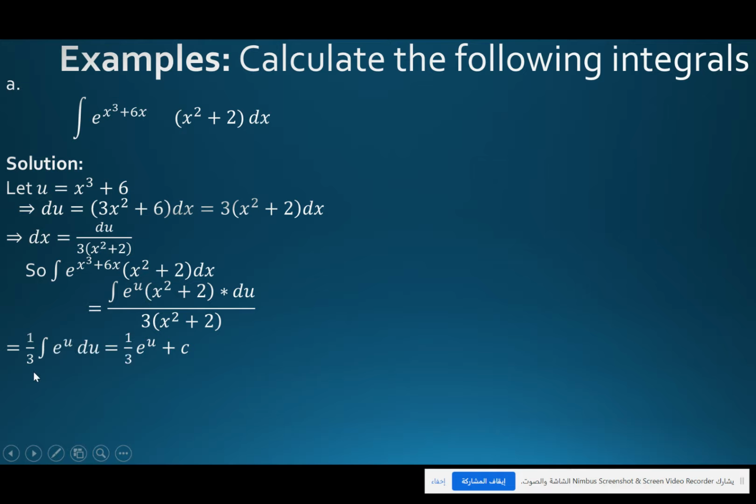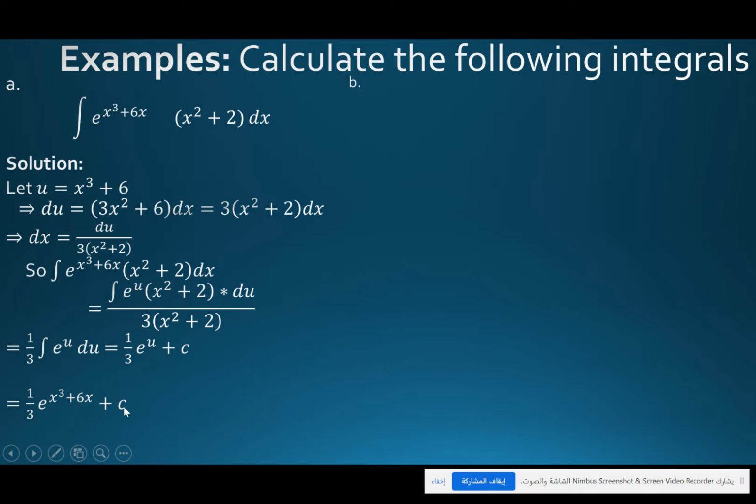1 over 3 is a constant, so it goes outside. Integration of e to the power of u du: 1 over 3 goes outside, and we get e to the power of u plus c. We can integrate it by the same because it is an exponential function, so its integration is the same. Plus c because it is an indefinite integral. Now you can return this u back to what it was. It was exactly x cubed plus 6x. So return it back as it was, plus c.